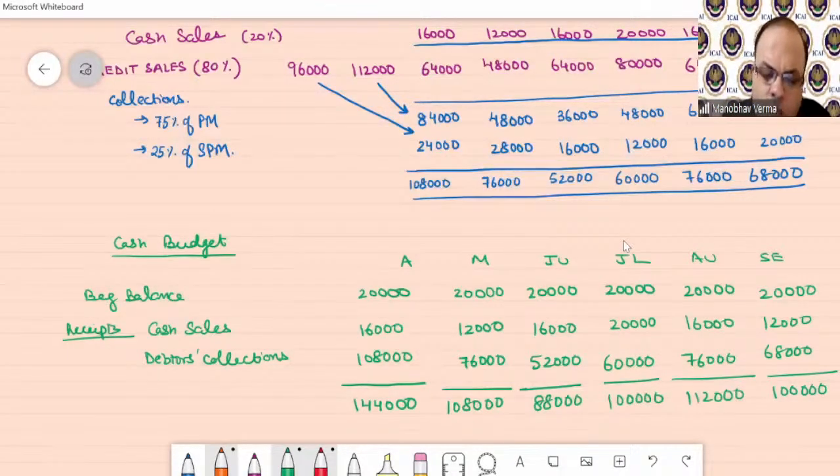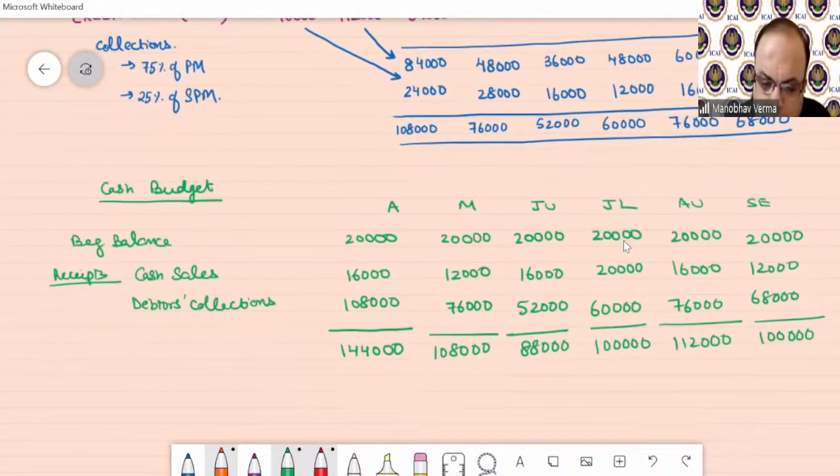Madhushri has a question: why the 20,000 opening balance for all the months? Madhushri, if you see the question, the illustration has given us the fact that there has to be a 20,000 beginning balance, which is the minimum desired level of cash balance. Any cash surplus or deficit is handled by temporary investment or liquidation of temporary investment. So if you have a surplus, you make the temporary investment and keep 20 with you. And if you have a shortfall, you will either liquidate or borrow. They have given that in the bottom line of the question itself.